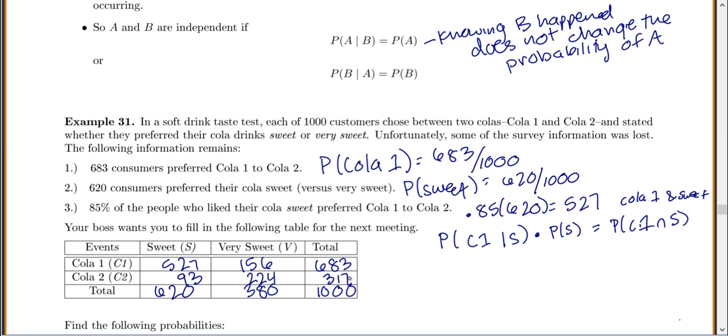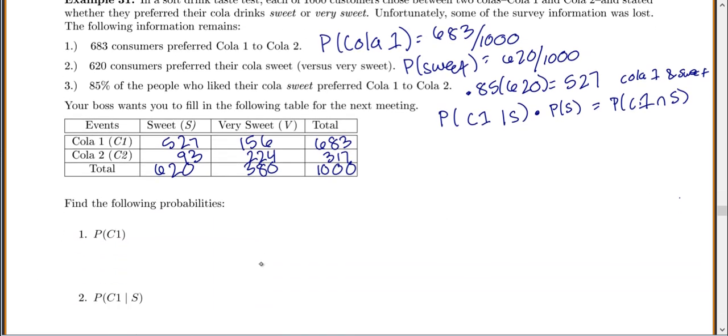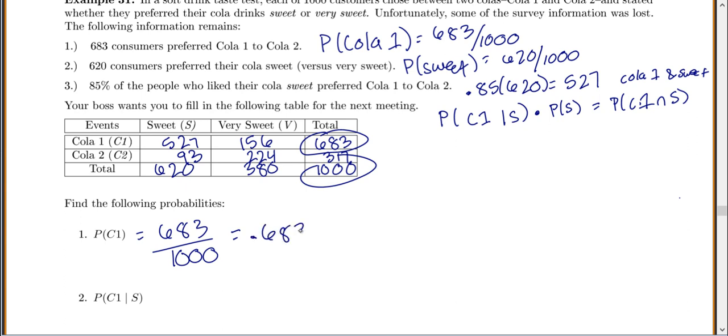And we'll do different problems with a table like this where you have one variable and then another variable. So let's find the following probabilities. Find the probability that someone likes Cola 1. When we did that up above, we had 683 out of 1,000. Or you could look at your chart and say, who likes Cola 1? Cola 1 would be 683 out of a total of 1,000. So 0.683.